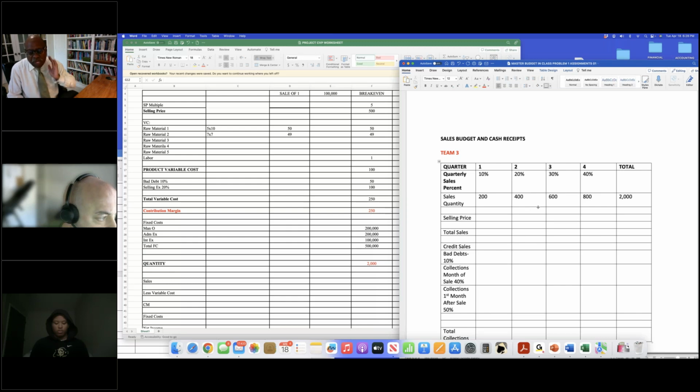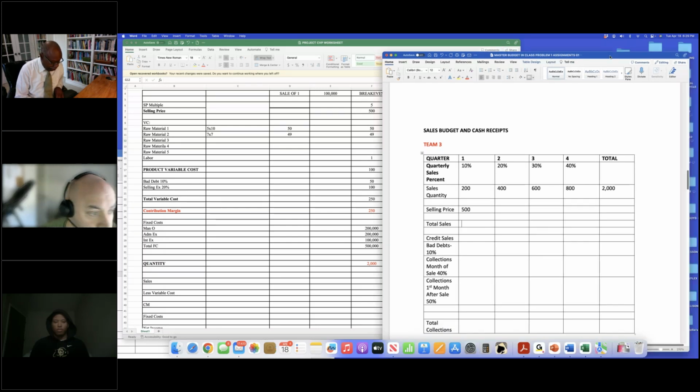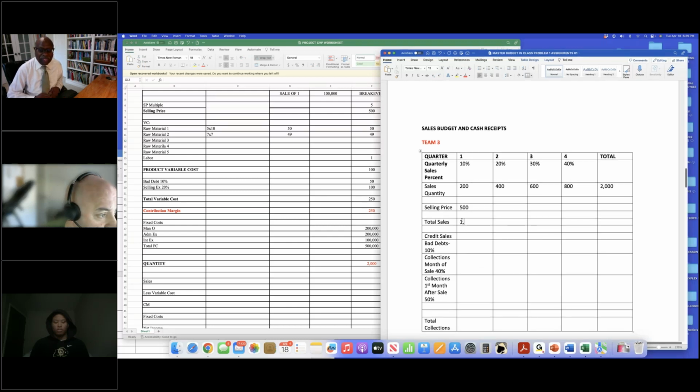Our selling price was what? 500. What's our total sales going to be? 500 times 200. That's probably $1 million, right? It's 100,000. 500 times 200.